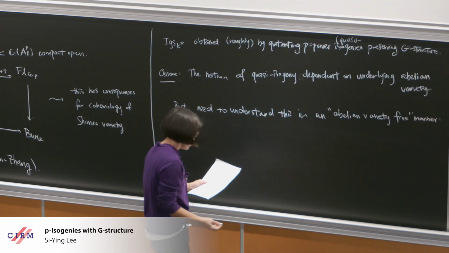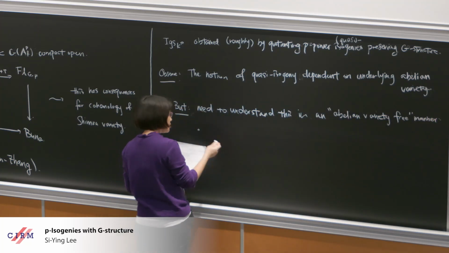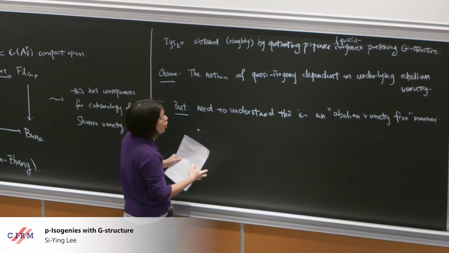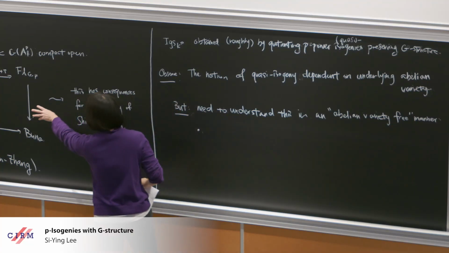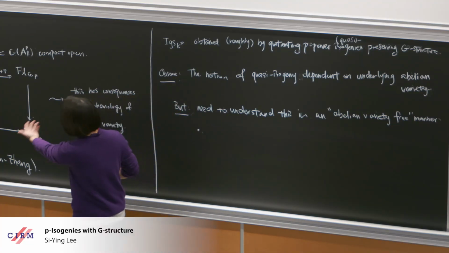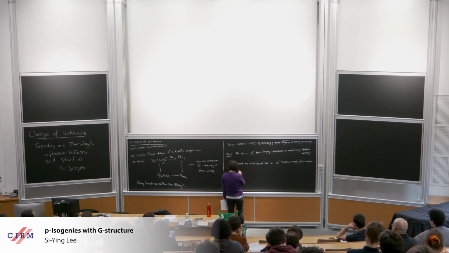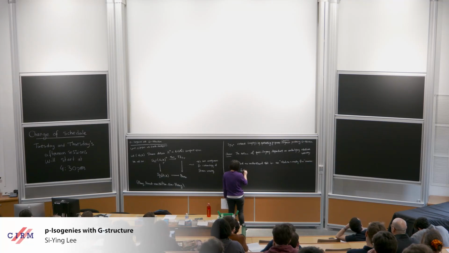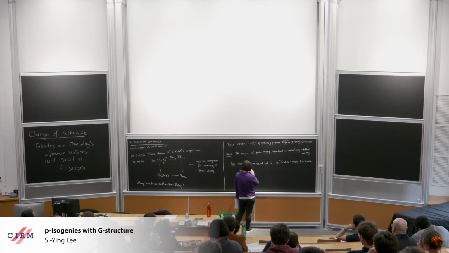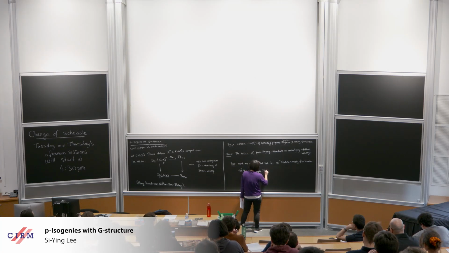So the reason why you should do this is because, for instance, there are situations where we now have an integral model of the Shimura variety. So there's hope to get this kind of diagram, but in which there's no abelian variety. For instance, I think there's forthcoming work of Madapusi and my collaborator Alex Lucas.